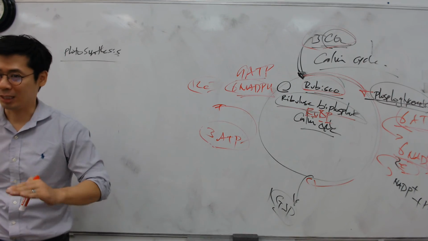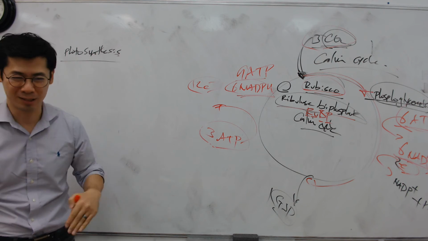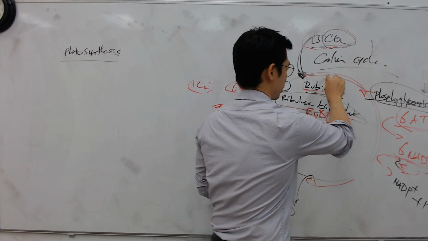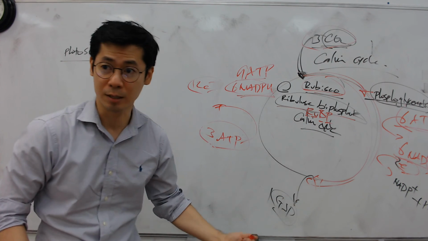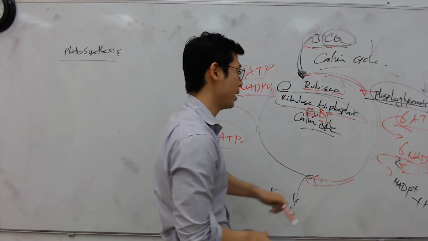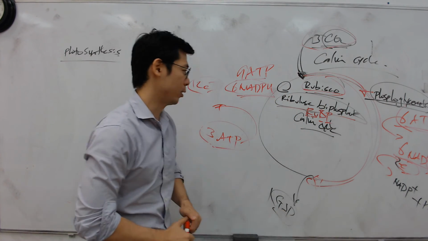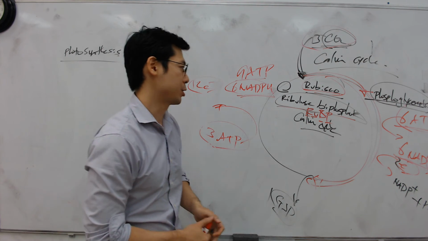Phosphoglycerate is what, guys? It's an intermediate of glycolysis. So they're literally going backward through the glycolysis process. Okay, so energy payoff. They're going backward. Okay, and then ATP.